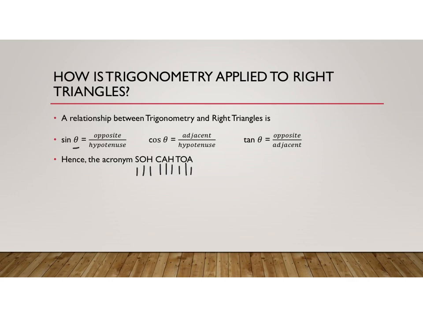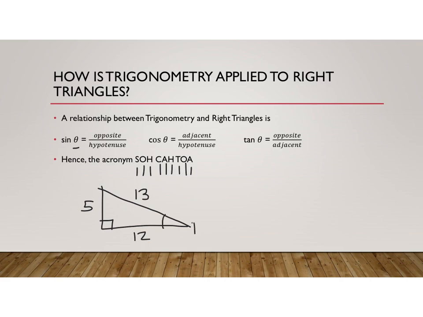So if I give you a right triangle, and let's say its sides are 5 and 12. So if you do 5 squared plus 12 squared, you get 169. The square root of that is 13. That's a Pythagorean triple.